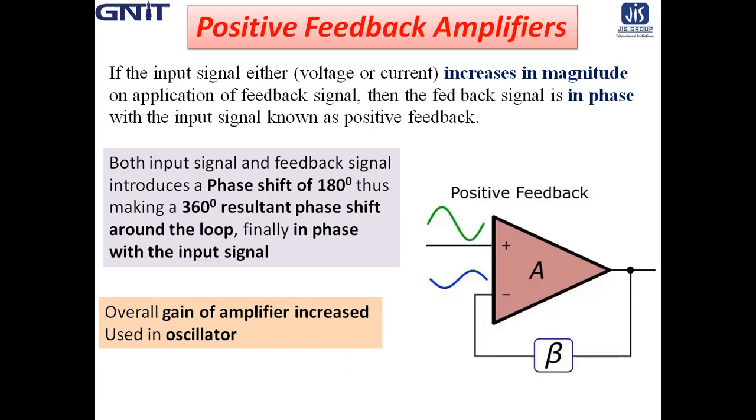So positive feedback is generally used in oscillators, not in amplifiers. Negative feedback is used in amplifiers. If the positive feedback becomes sufficiently large in magnitude, it leads to oscillation, and oscillation converts DC power into AC power of any desired frequency. So this is all about positive feedback, which mainly increases the magnitude. That means the feedback signal is added.